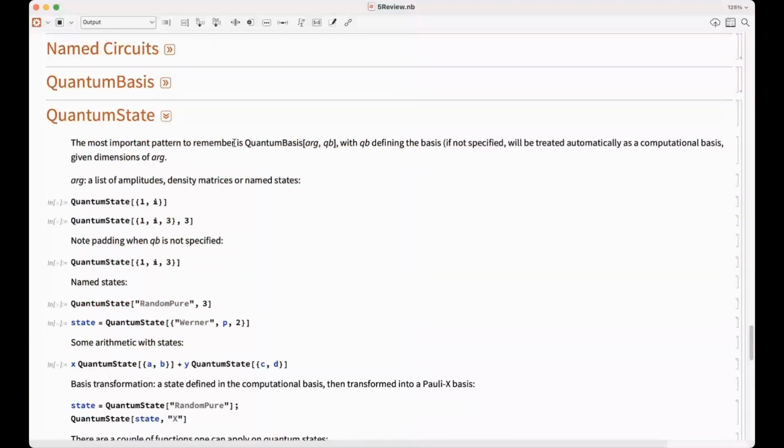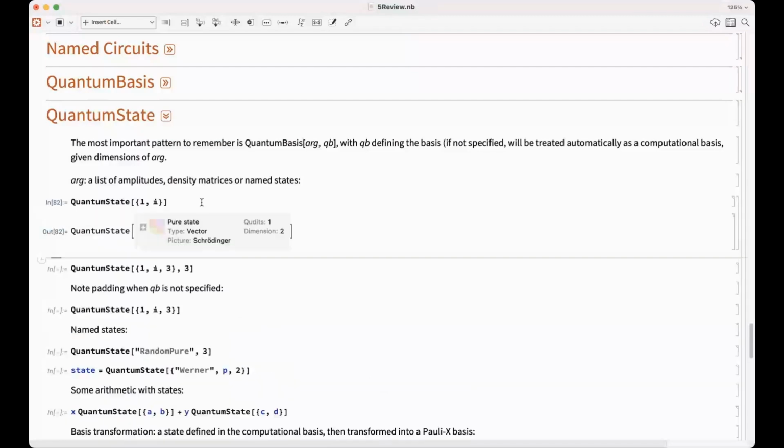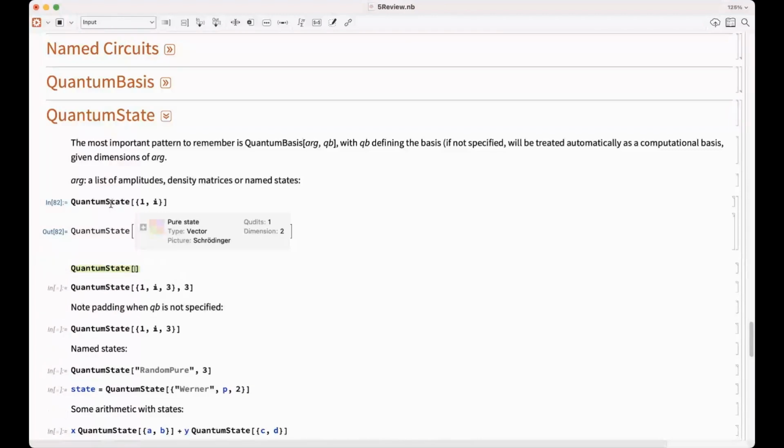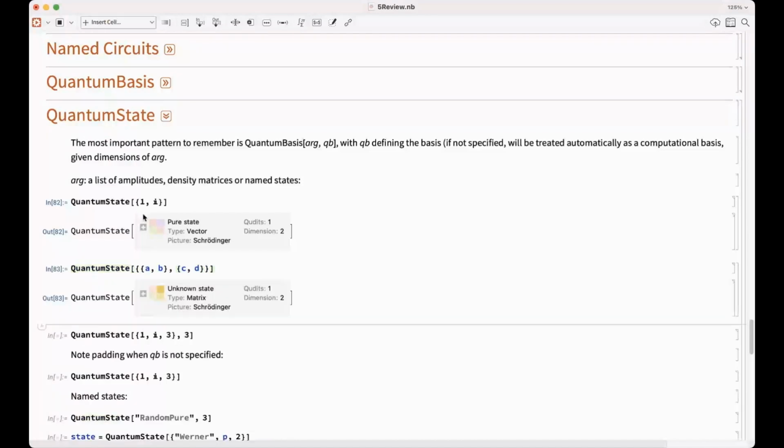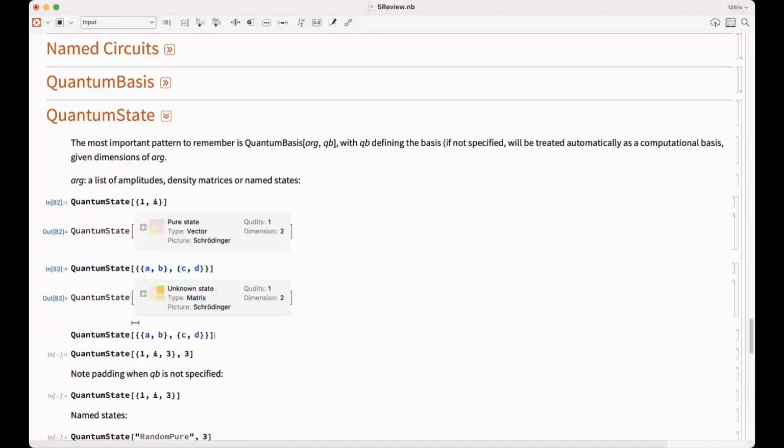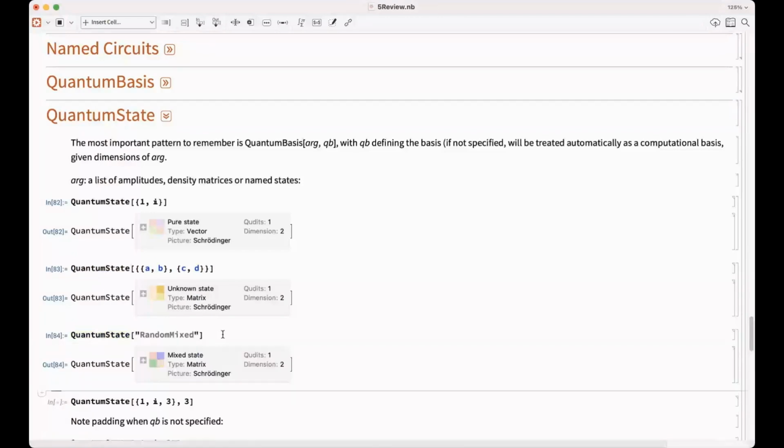So remember, for quantum state, there are two ways of representing a quantum state. If it's pure, go with a vector, so just the amplitude, basically your state vector. That's one way of representing that. And then if it is a mix, the input should be a matrix. Okay, how we can see the corresponding density matrix? So just ask for the density matrix.